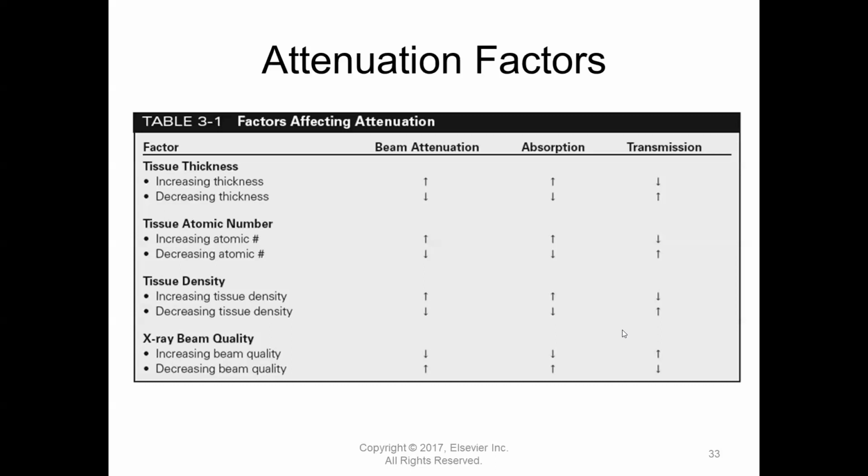The final factor here, X-ray beam quality, that's your kVp, your energy level. Increasing beam quality means more kVp. What does that do to absorption and transmission? What if I lower the kVp? What is that going to do?